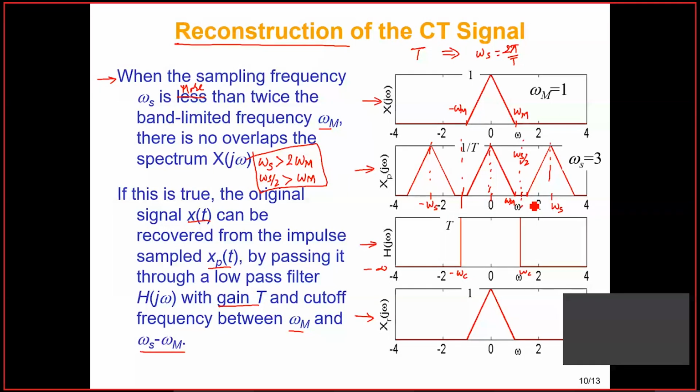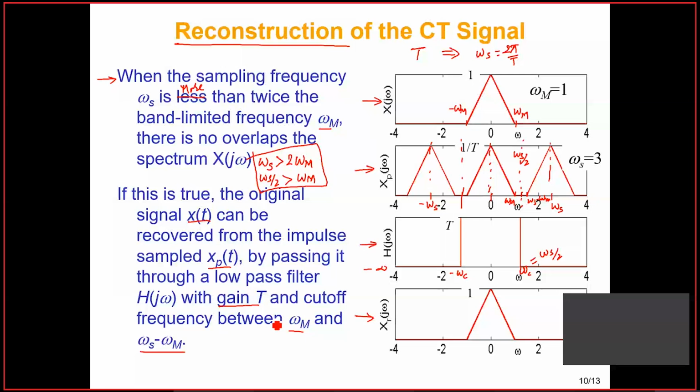The best point to choose is omega s by 2. Typically we choose the cutoff frequency exactly as omega s by 2. Once we do that, we can get our original signal back. So this is what is known as the sampling theorem.